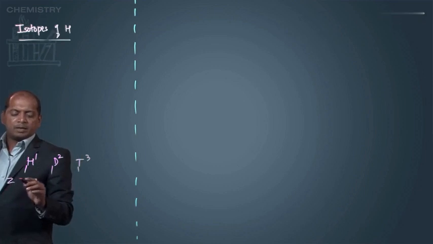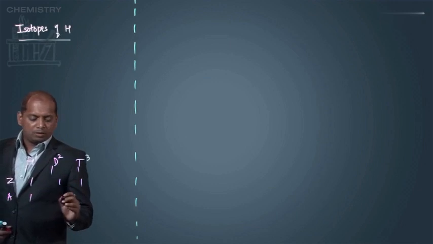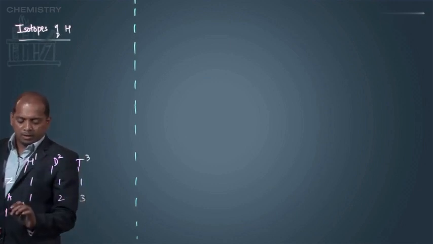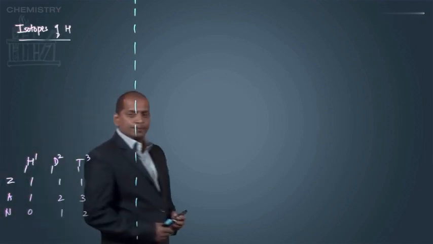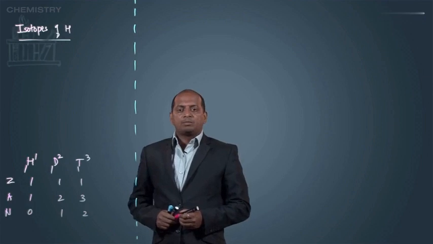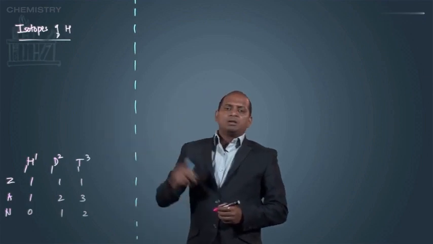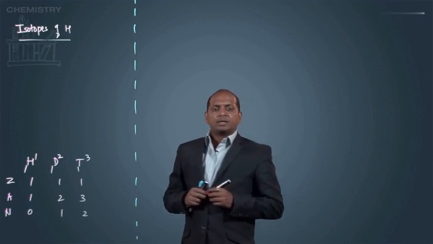So Z in this case is 1, 1, 1. The mass numbers here are 1, 2 and 3, and therefore the neutron numbers are 0, 1, 2. This way we can calculate the number of neutrons. So this table depicts the three isotopes of hydrogen.